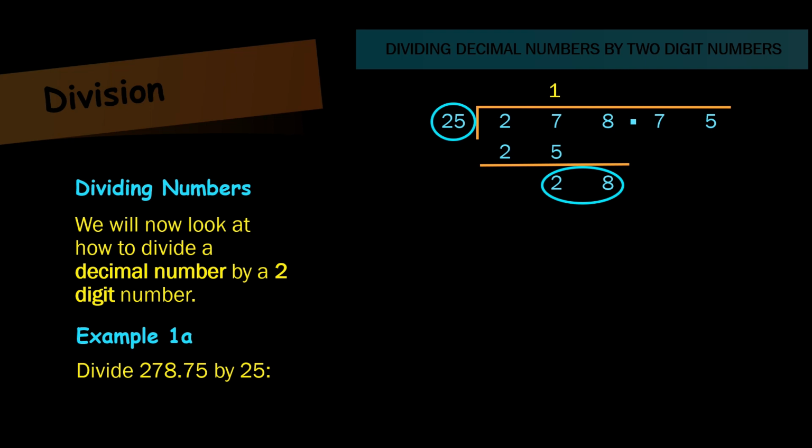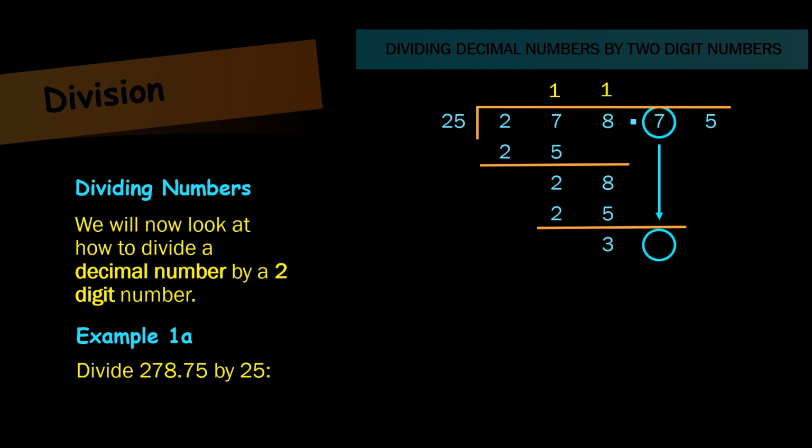How many 25s are in 28? There is one 25 in 28. Position the 1 here. Now multiply 25 by 1 to give 25, and put 25 here. Now subtract to give 3. Bring the 7 down and position it here, as shown.